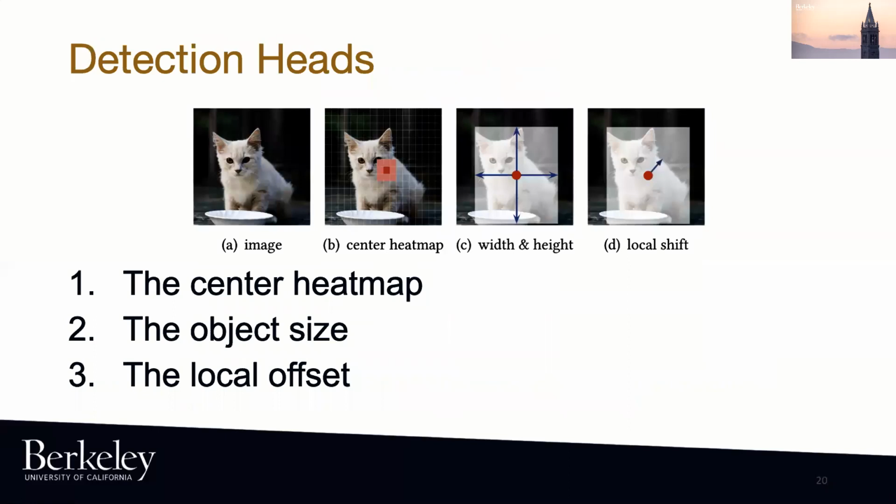We use the anchor-free CenterNet method to directly predict a Gaussian distribution for object center points over the 2D space for object detection. So as illustrated in this figure, the output of the CenterNet detection head includes the center heat map, the object size, and the local offset.